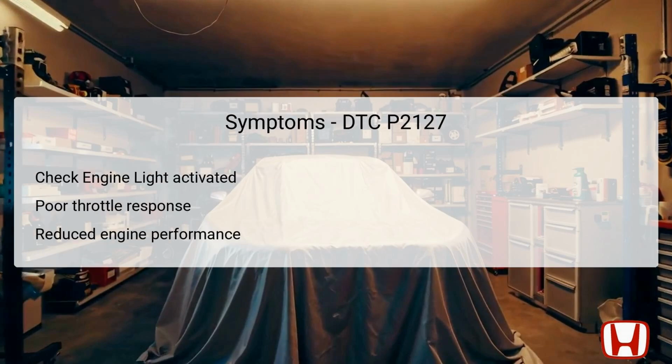When DTC P2127 is present, drivers may notice several symptoms indicating a potential problem. The most common is the activation of the check engine light, which signals a need for diagnostic inspection. Additionally, poor throttle response may occur, meaning the car does not accelerate as expected when the pedal is pressed. This can lead to reduced engine performance, making driving less smooth or responsive.